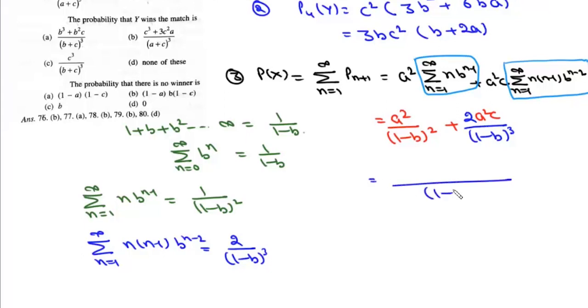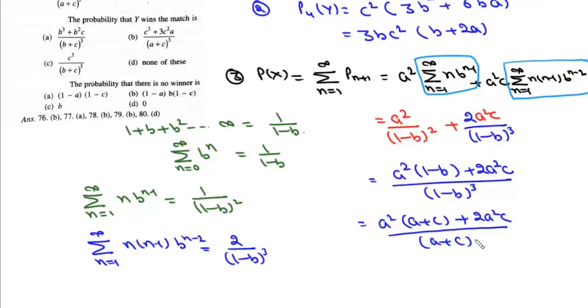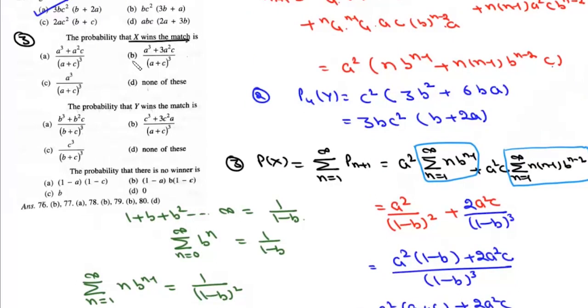Let me simplify this. We can write this as 1 minus b cube, and then it will be a square into 1 minus b plus 2 into a square c. Now 1 minus b is actually a plus c. So we can write this as a square into a plus c plus 2a square c, and here will be a plus c whole cube. Now we can take a square common, so it will be a square into a plus 3c upon a plus c whole cube, which is your option B.